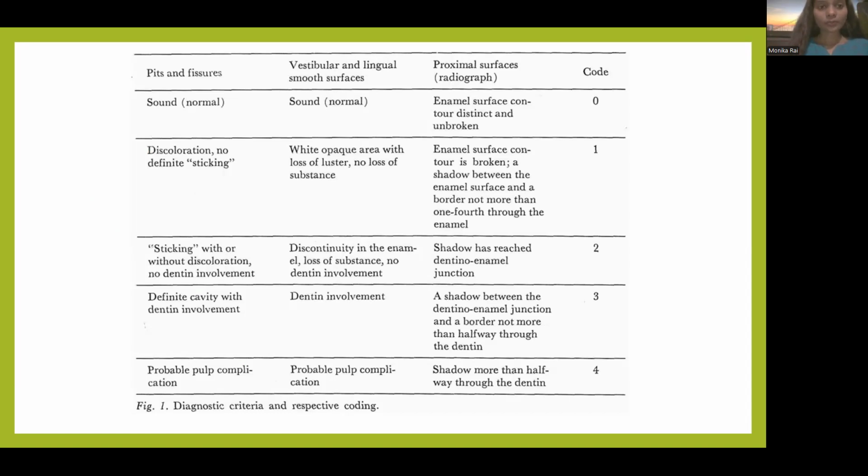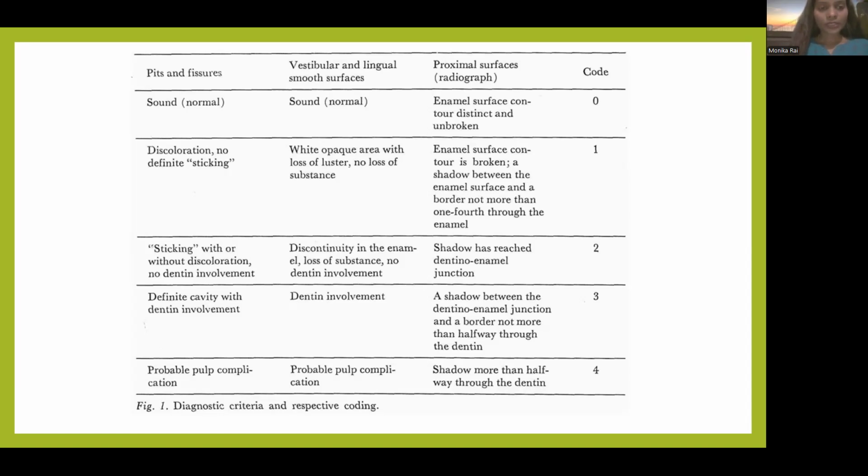Code 0: for pit and fissure sealants, sound normal; for vestibular and lingual smooth surface, sound normal is 0. Proximal surface, enamel surface contour distinct and unbroken is 0. Discoloration, no definite sticking is 1 for pit and fissure. White opaque area with loss of luster, no loss of substance, is 1 for vestibular and smooth surface. And for proximal surface, enamel surface contour is broken, a shadow between the enamel surface and the border not more than 1/4 through the enamel.